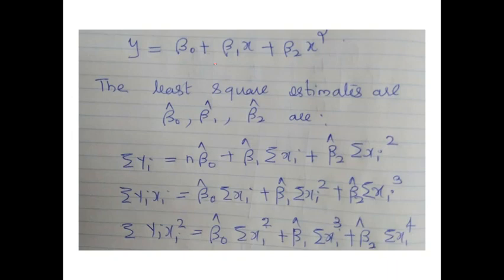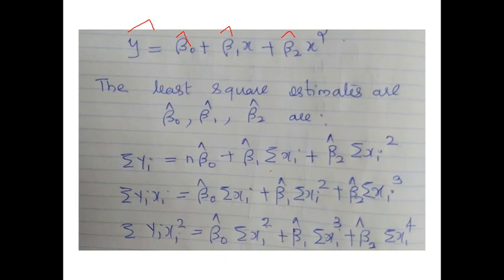Then take a quadratic polynomial. The model is y hat equal to beta naught hat plus beta 1 hat x plus beta 2 hat x square, where these are the least square estimates. Following the equations, after partial differentiation we will get: sigma yi is equal to n beta naught hat plus beta 1 hat into sigma xi plus beta 2 hat into sigma xi square. Then sigma yi xi is equal to beta naught hat into sigma xi plus beta 1 hat into sigma xi square plus beta 2 hat into sigma xi cube.